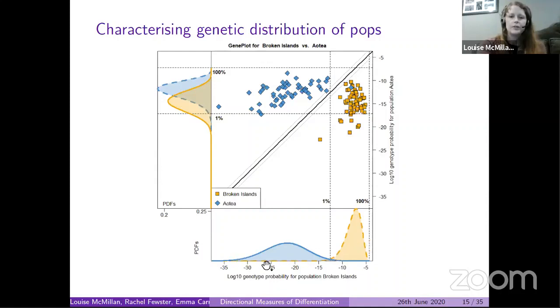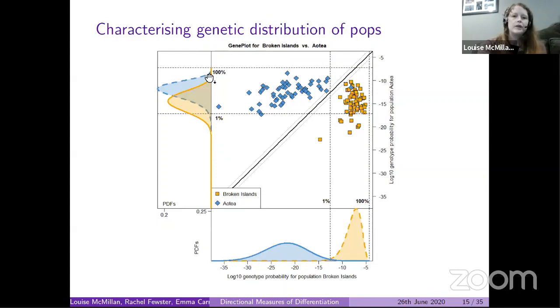On this bottom plot, this orange line here is showing the distribution of all possible rats that could arise in the Broken Islands and how well they would fit to the population of Broken Islands. The blue line at the bottom is the fit of all possible rats from Aotea and how well they would fit to the Broken Islands. The key thing to note is there's very little overlap between these two curves. So this indicates that almost none of the rats from Aotea would fit well into the Broken Islands.